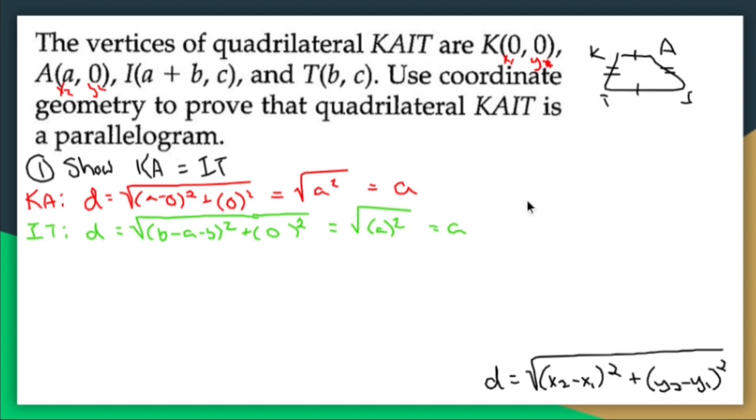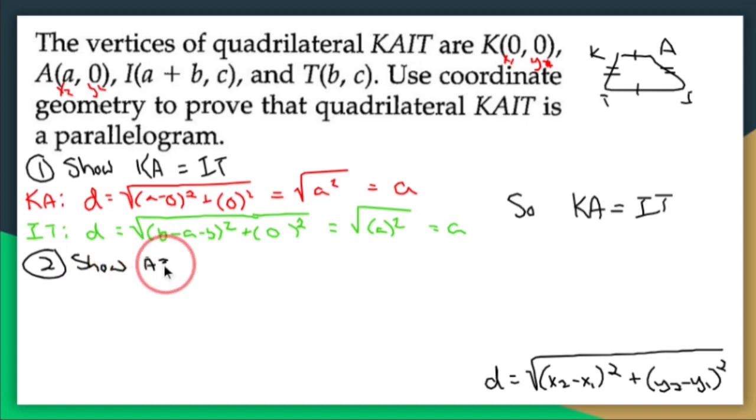So we did it. Since KA is a and IT is a, KA is congruent to IT. Thing number one proved. Now I need to show AI is congruent to KT. So I'm going to say show AI is KT.